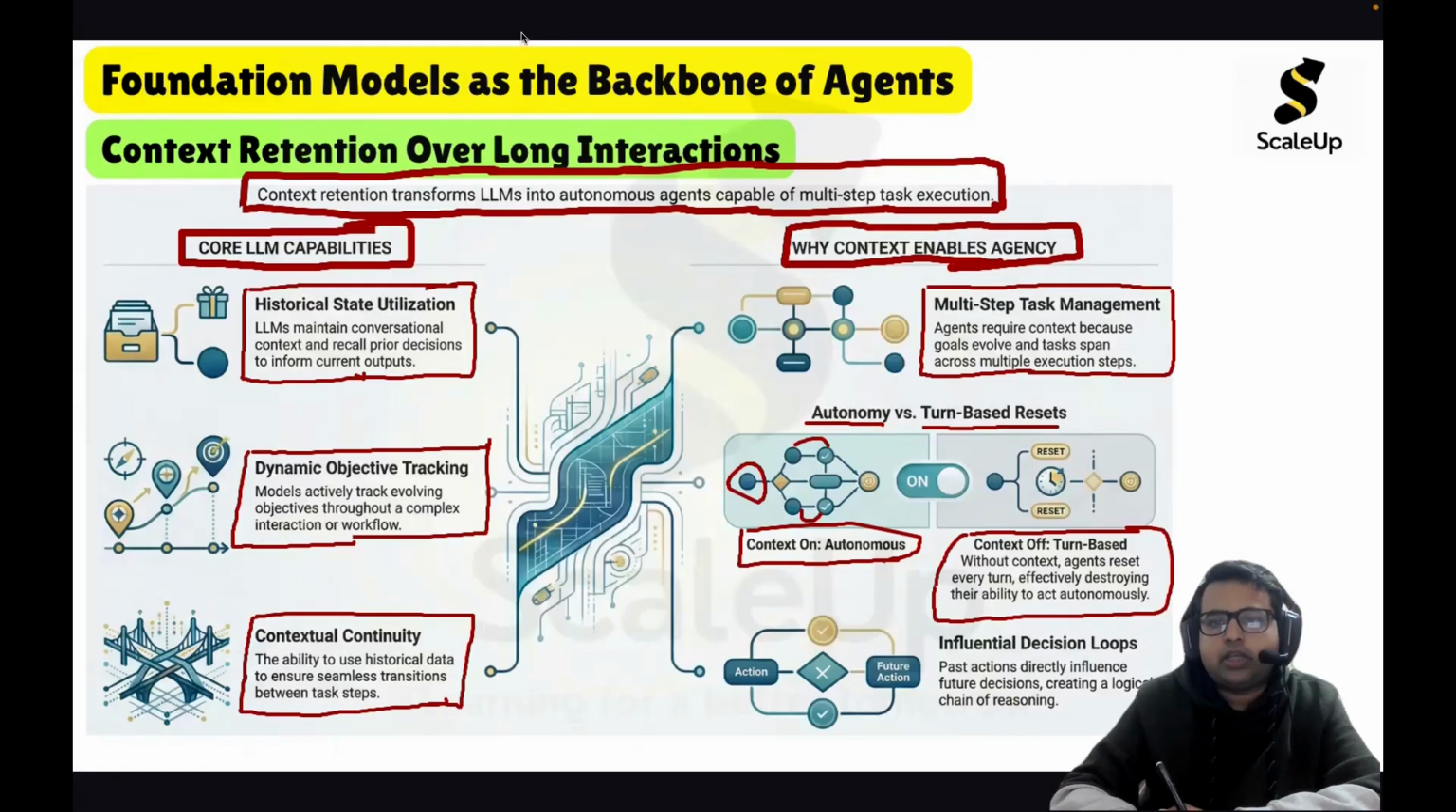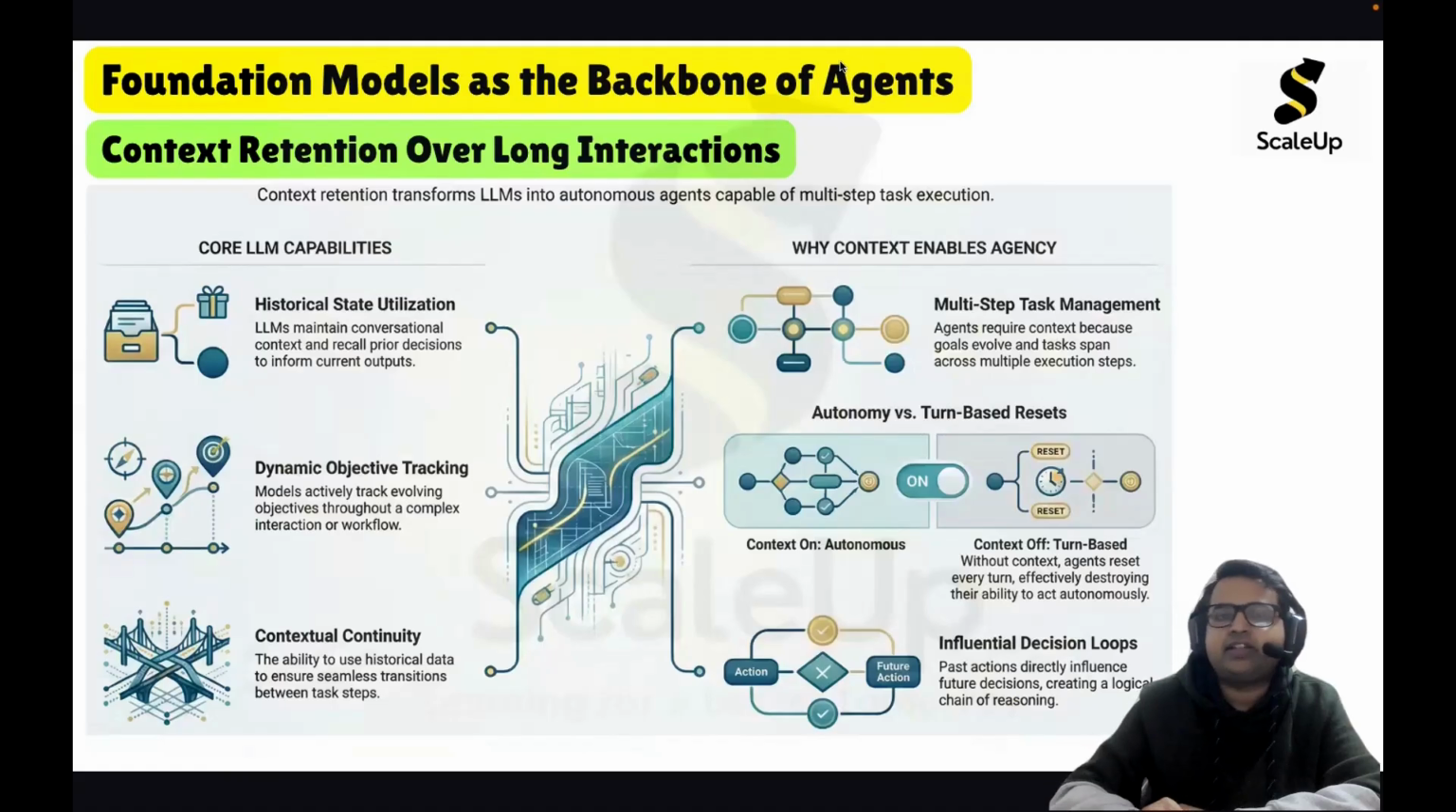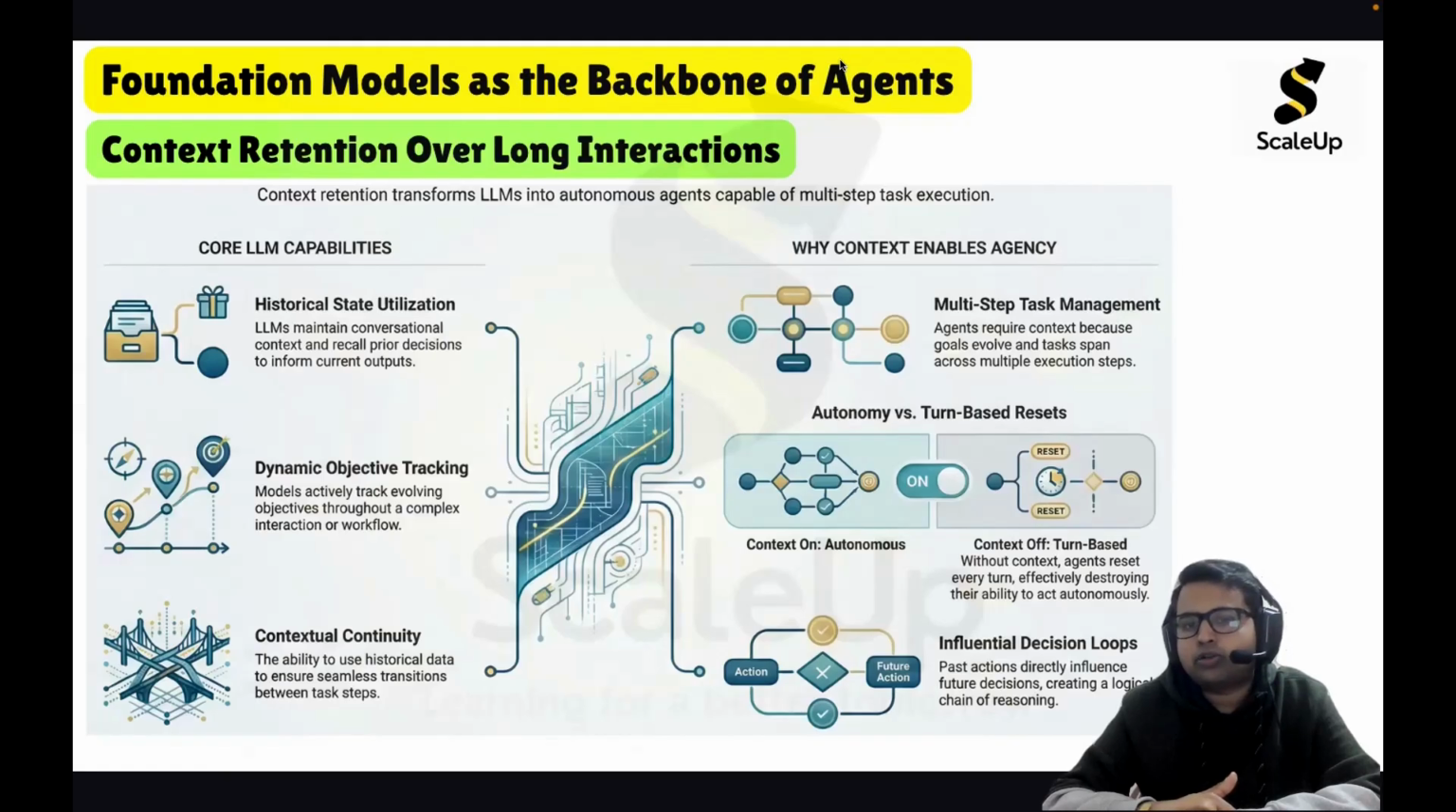And also influential decision loops. Context enables influential decision loops wherein past actions directly influence future decisions, creating a logical chain of reasoning. Let us suppose the agent performed an action and it is storing the outcome. Now, while performing the future action, it will also take into consideration the previous outcome, and it will enhance the quality of the agent's intelligence. And hence we can see agents are becoming so smart, they can accomplish such complex task goals.